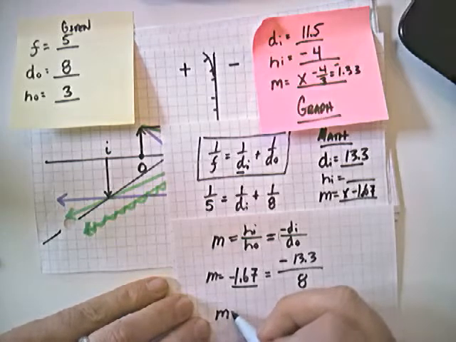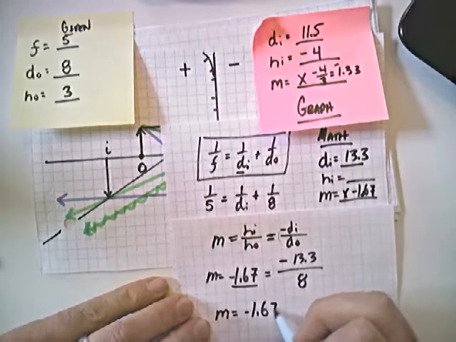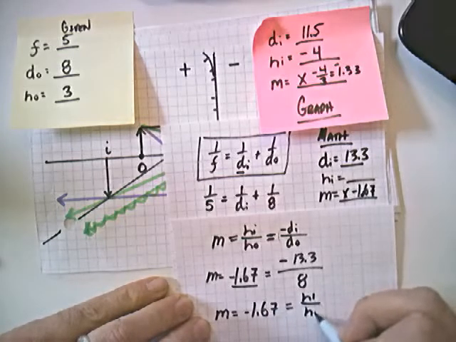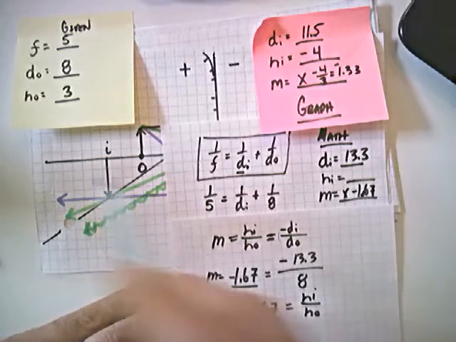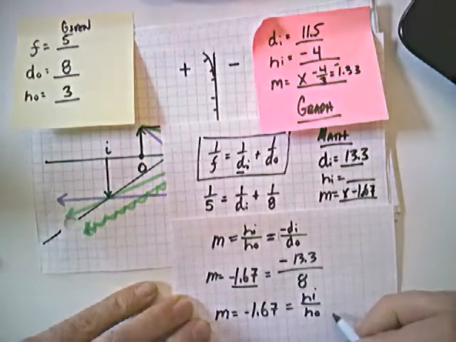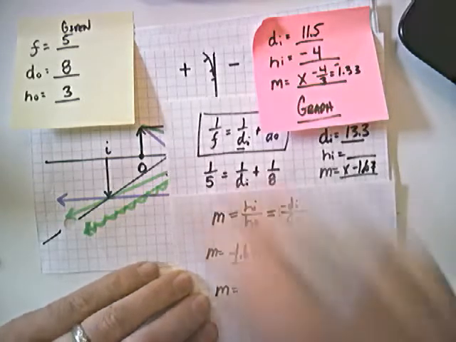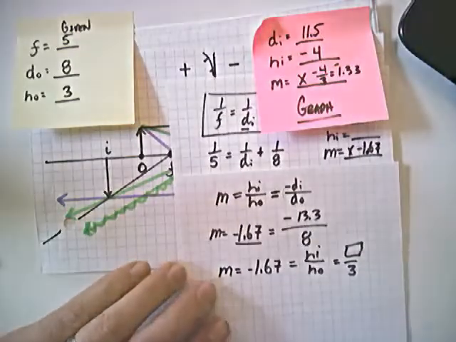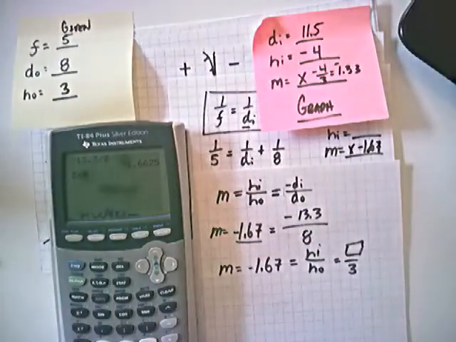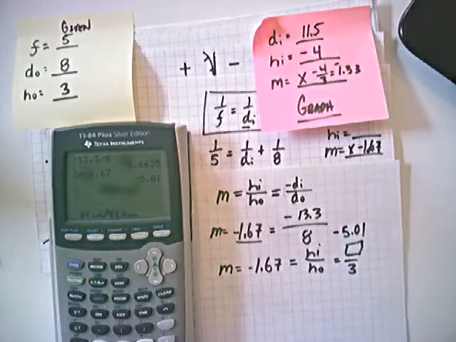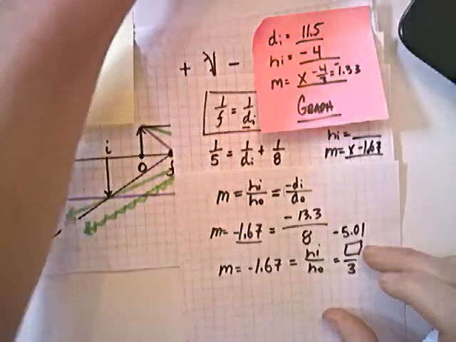Last but not least, we're going to use that magnification of times negative 1.67. We're going to say that's the same thing as saying HI over HO. HO was given to us. Height of the object was 3. So we can put that in here, and then we can solve for HI. So it's as simple as taking 3 times the negative number. 3 times negative 1.67 comes out to be a negative 5.01. So basically negative 5.